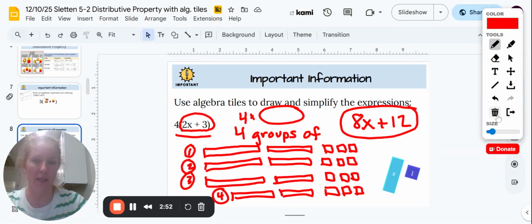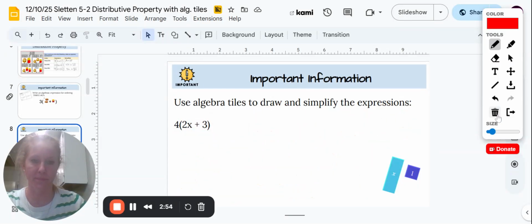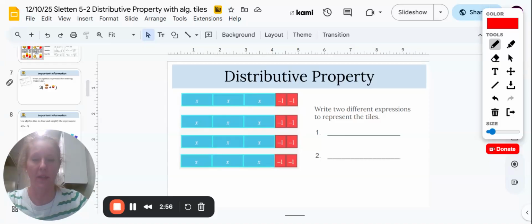Okay, let's try another example. Here, I give you a set of tiles, and you need to write it 2 ways. One of the ways can be just like we did before with our combining like terms, and the second way is going to be with groups. Whenever I ask you to write an expression 2 different ways using the distributive property, one of them should have groups with parentheses in it.